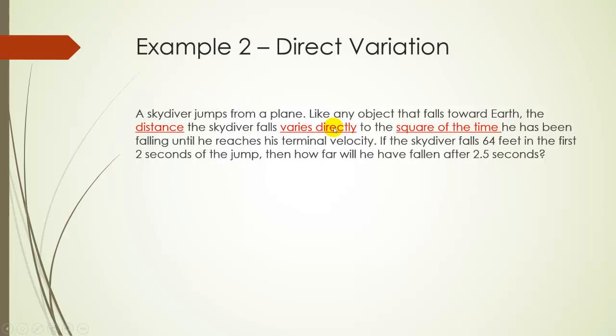So distance varies directly as the square of time. So this would be time squared, t to the second power, essentially. Okay, so I'm going to use d for distance and t for time, and we get distance would equal k times t squared, because that's what it says. The distance varies directly with the square of time.